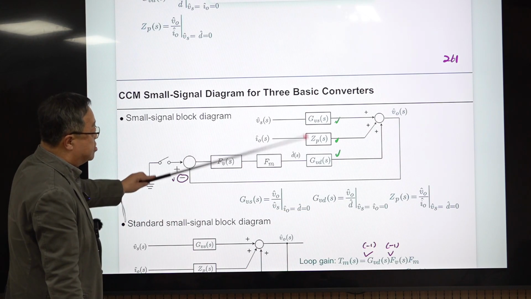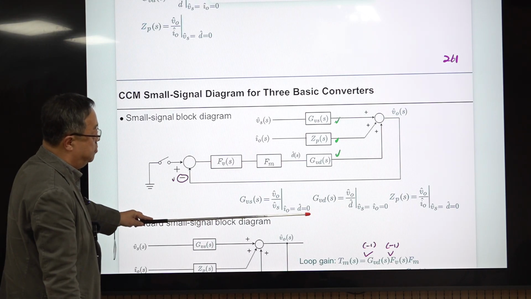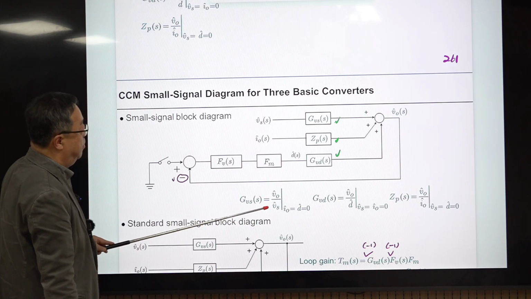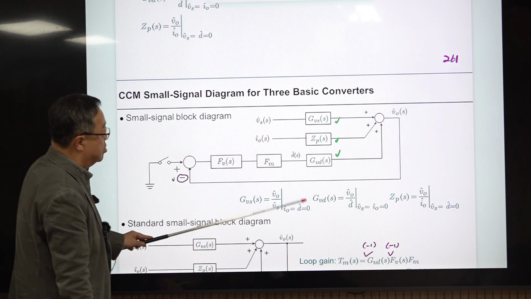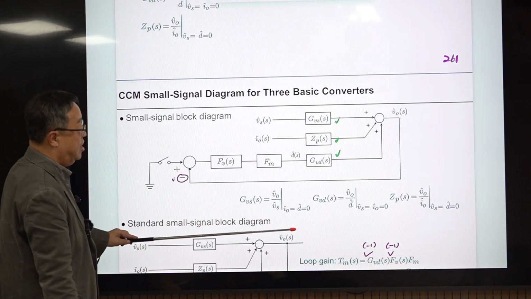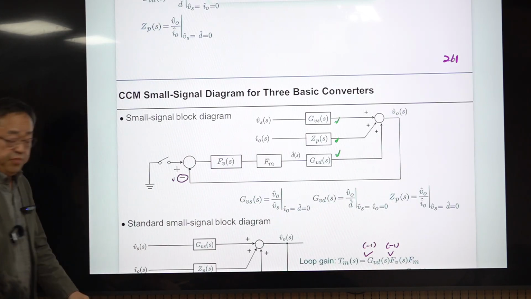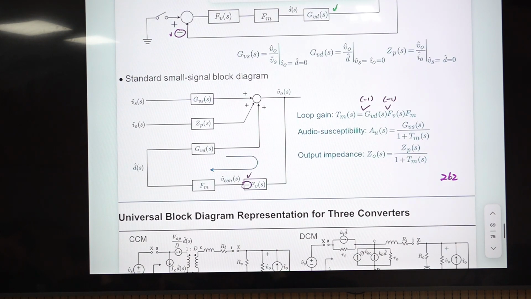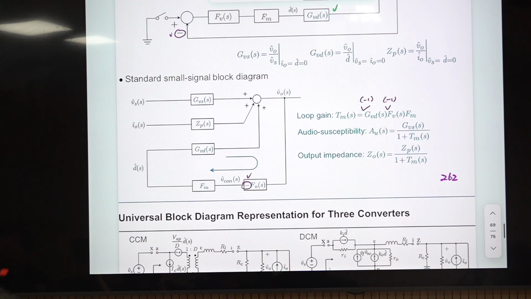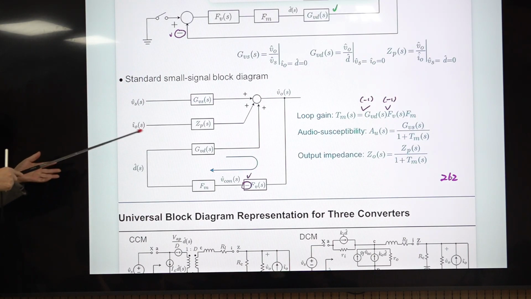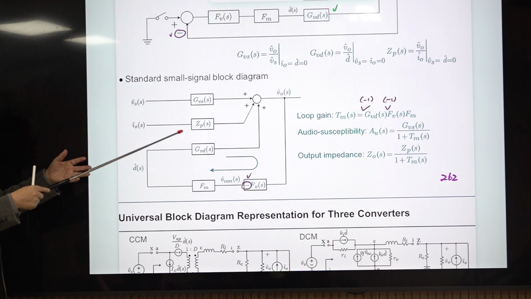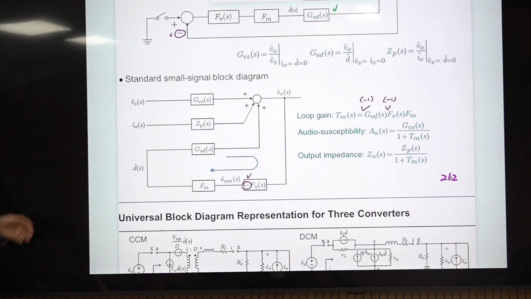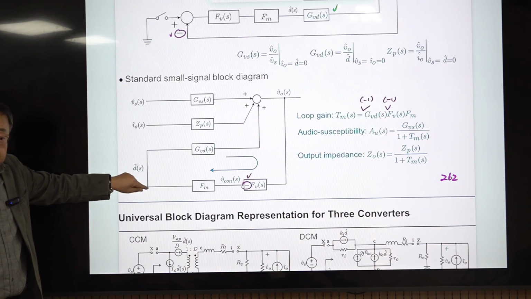This is a linear system, so the superposition principle is applied. So when evaluating this, the other two disturbance sources are deactivated, okay? And then this is the small signal model. You will see, later on, you will deal with this to design your compensation and to analyze the closed-loop performance of the converter. Just forget about all the other things, and this is the model you will use, okay?